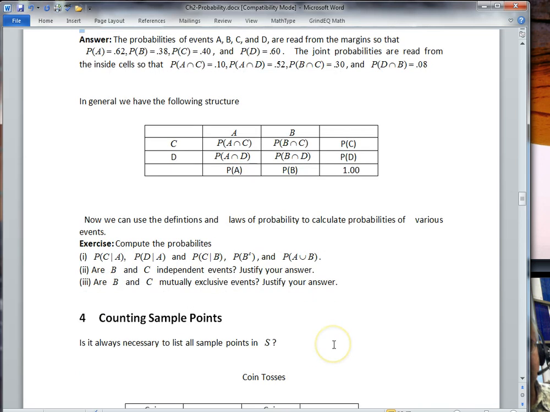And now, if you remember, we talked about equally likely probabilities, and we said if we have an experiment where all elementary events are equally likely and we want to compute the probability of an event, we count how many points in A and divide by how many points in S.